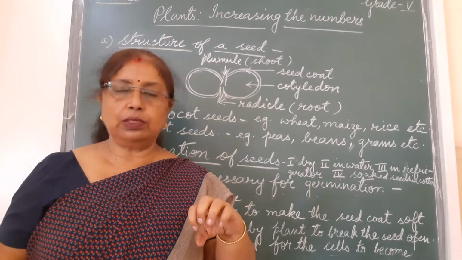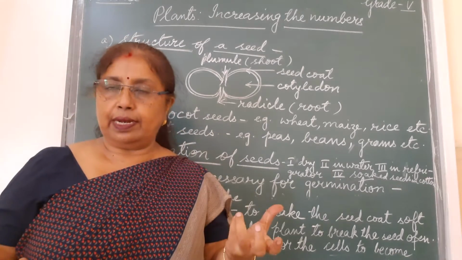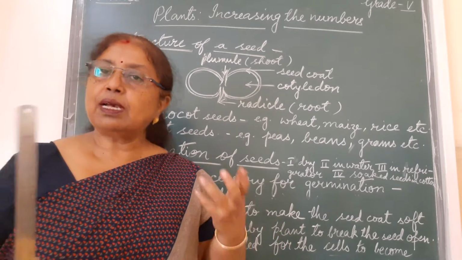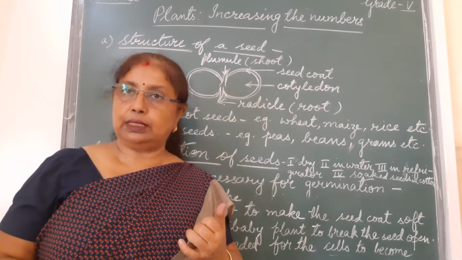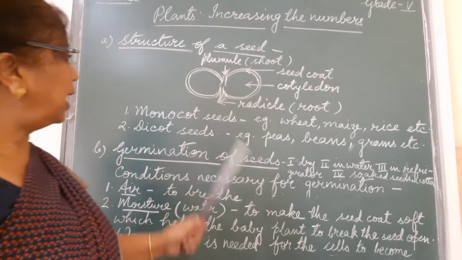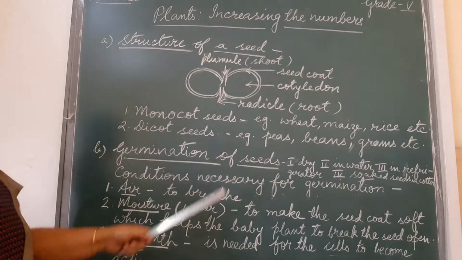Okay. Now we will see that there are two types of seeds. When we soak the seeds in water for 24 hours and try to break them open, some seeds don't break open at all. They are called monocot seeds. The examples are wheat, maize and rice. You can see the monocot seeds.